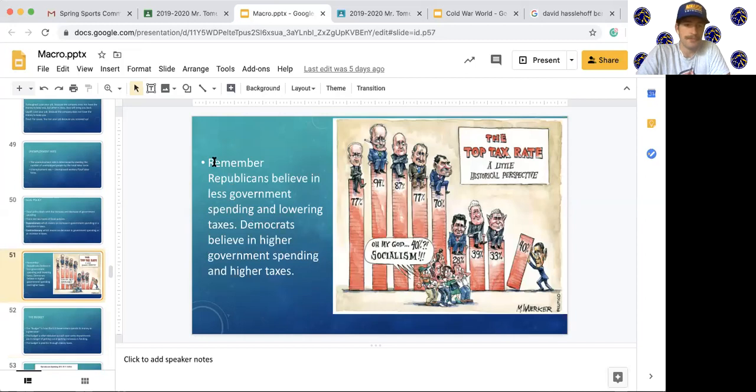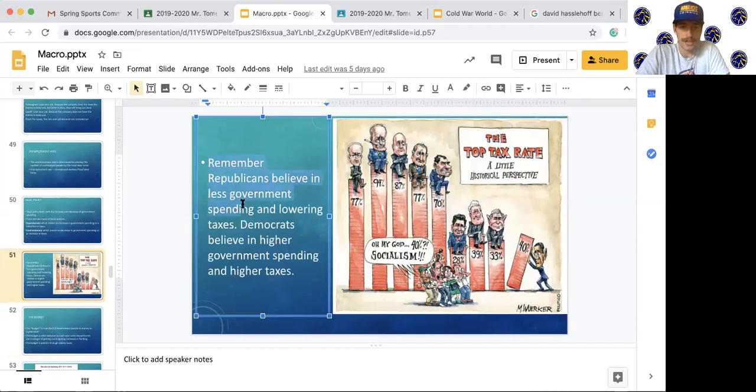This is just a reminder. Republicans believe in less government spending and lowering taxes. Democrats believe in higher government spending and higher taxes. It's funny, the world we live in, because if you go back throughout history, really before Reagan, the rich were taxed a significant amount. If you're looking, for example, at a guy right there, FDR, the 94%, that was during World War II. And I mean, the rich were really taxed. The people who make the top, I'm talking like the billionaires.